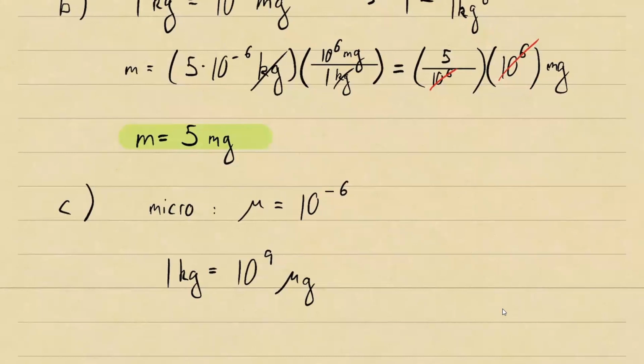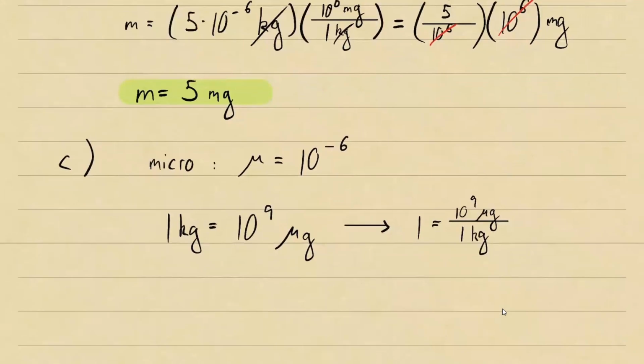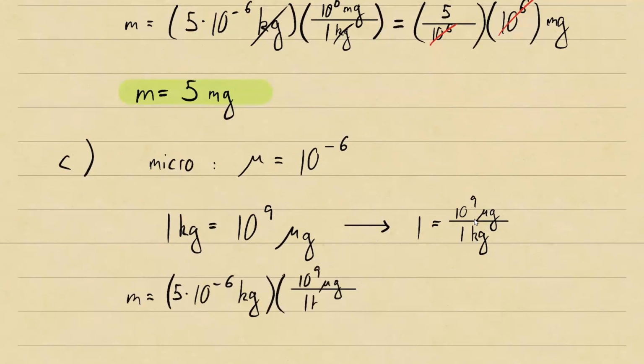is equal to 10 to the power of 9, or a billion, micrograms. Right? And so just like before, I'm going to divide both sides by 1 kilogram to get that 1 is equal to 10 to the 9 micrograms per 1 kilogram. Now we have our mass, which is 5 times 10 to the negative 6 kilograms, multiplied by our unit conversion factor of 1. So we have 10 to the 9 micrograms divided by 1 kilogram, and the kilograms cancel out.